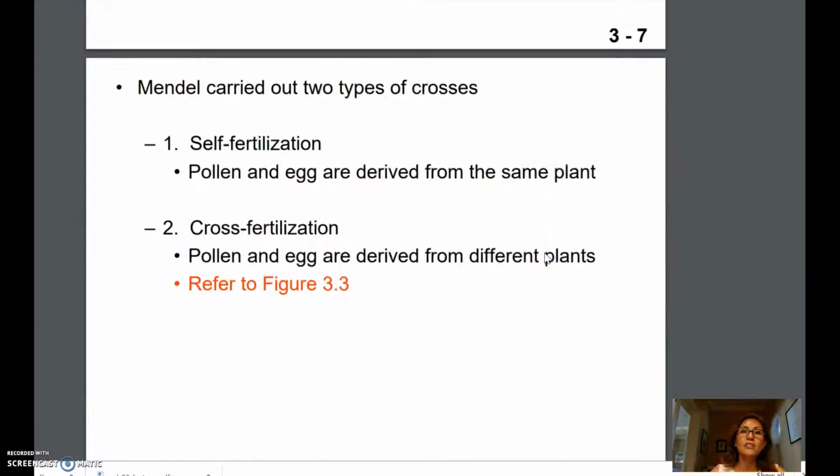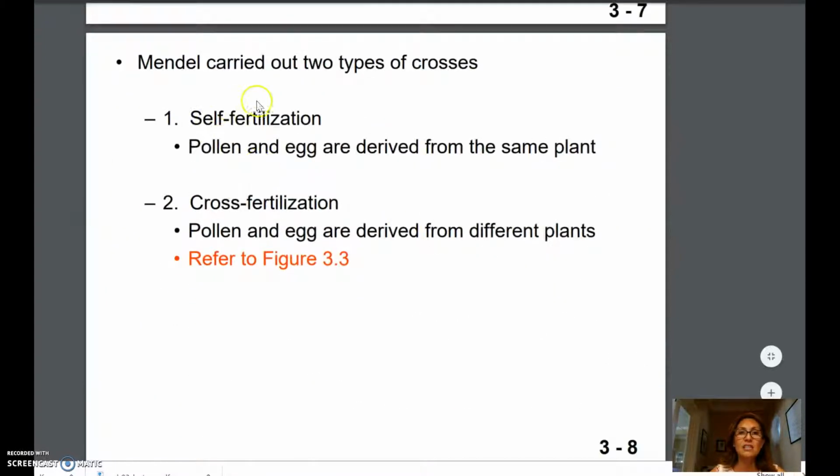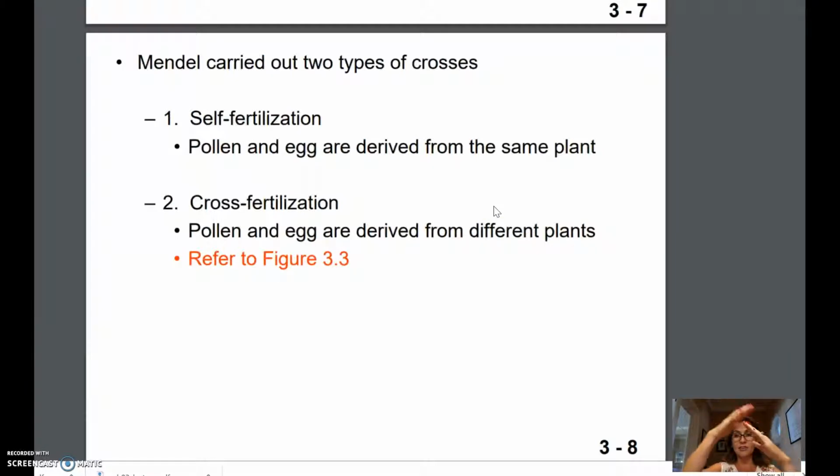And so Mendel did 2 types of crosses. He allowed plants to either self-fertilize. The pollen and the egg came from the same plant. So in other words, the pollen landed on the stigma of its own plant and fertilization occurred there.